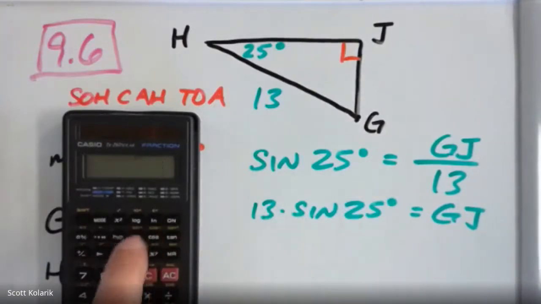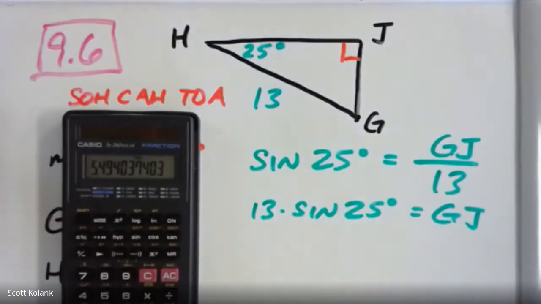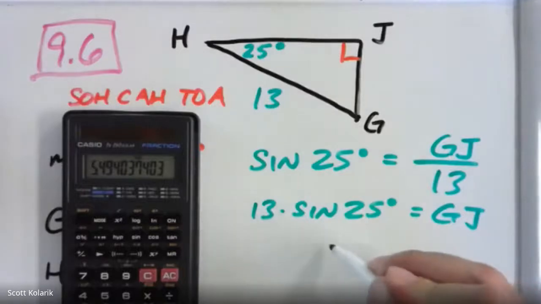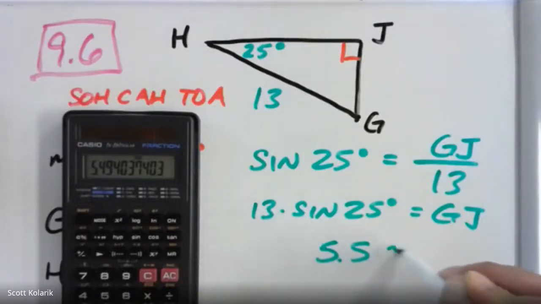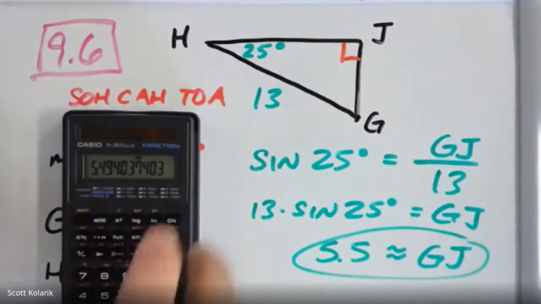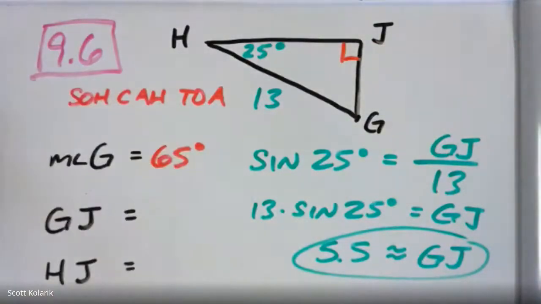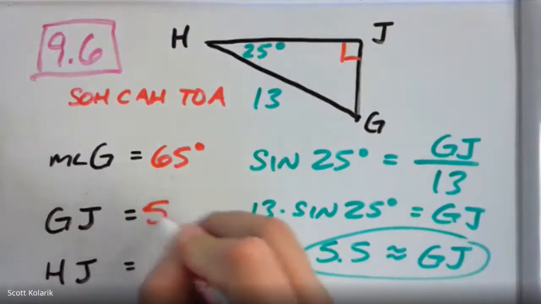Sine 25 degrees, and then multiplied by 13. I get, rounded to the nearest tenth, and you will be asked to round to the nearest tenth on this one, about 5.5. Great. Another piece done. So side GJ, about 5.5 units.